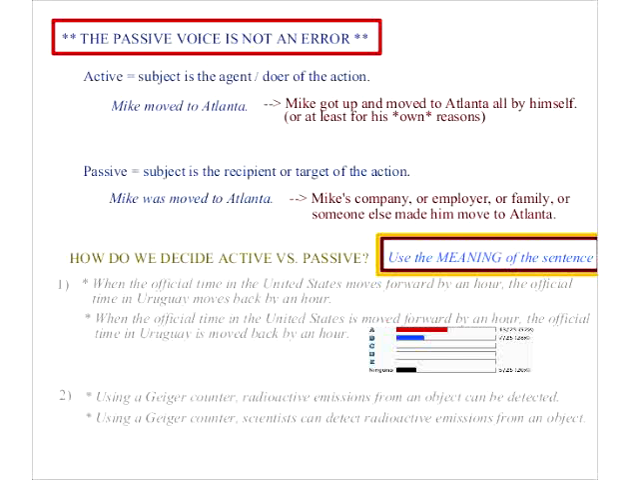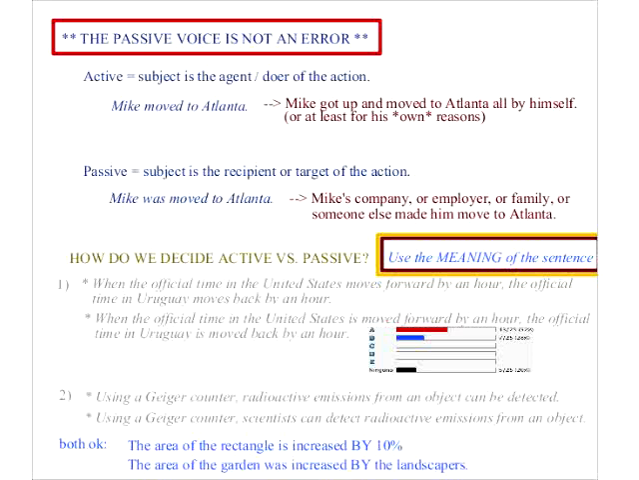If I say I grew by 6 inches over the summer, or the area of the rectangle is increased by 10%, or the area of the garden was increased by the gardener or the landscapers. These are two different uses of by. The first one of these is not the passive voice kind of by. This is a by that's used with quantitative increases or decreases.